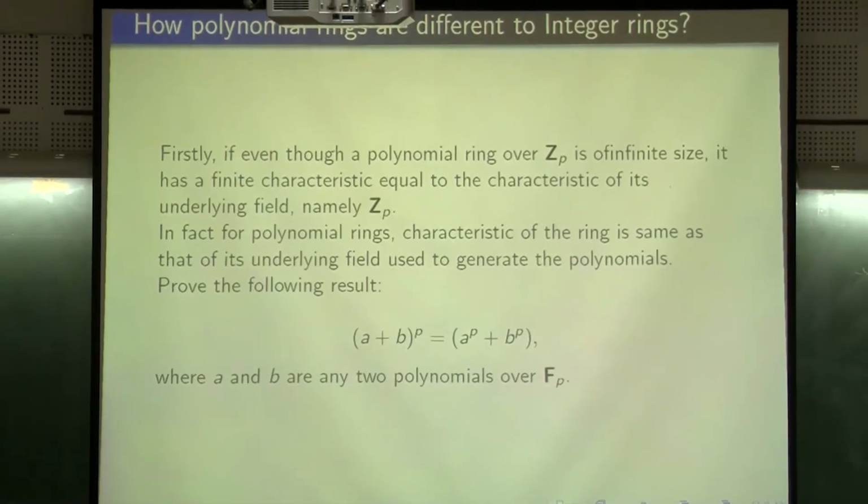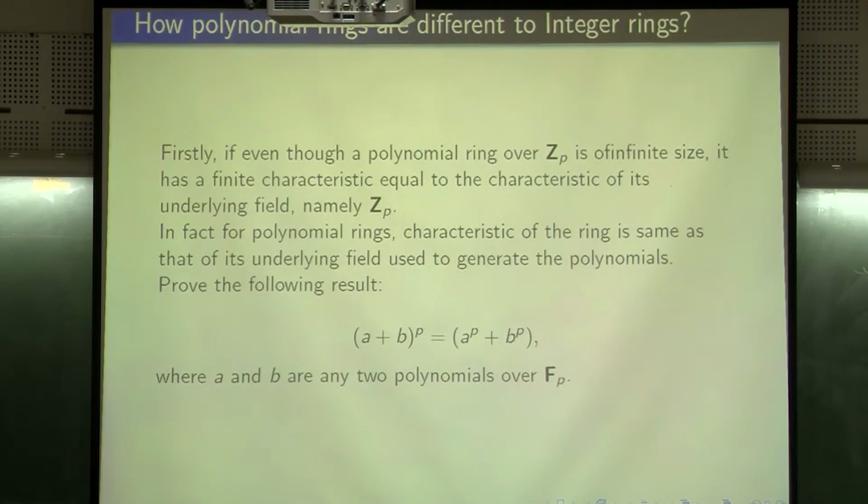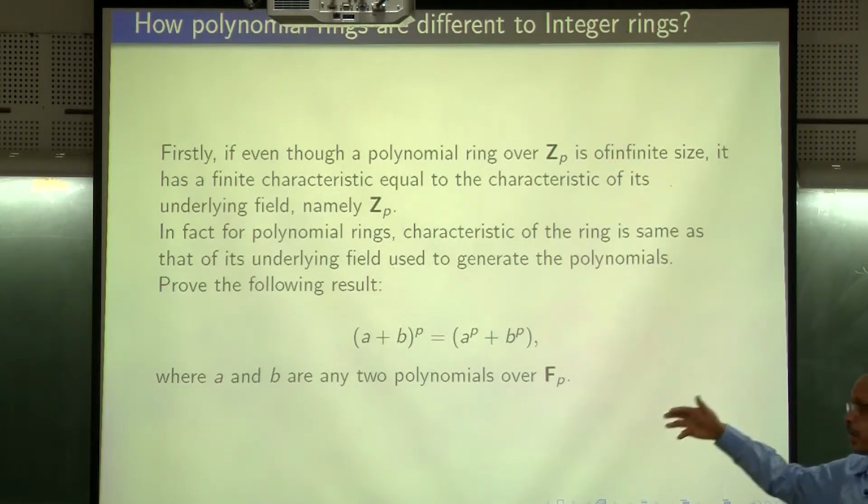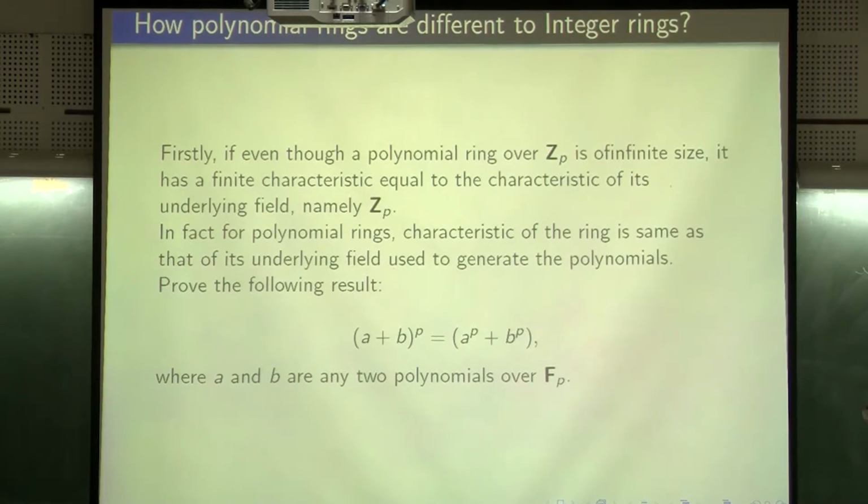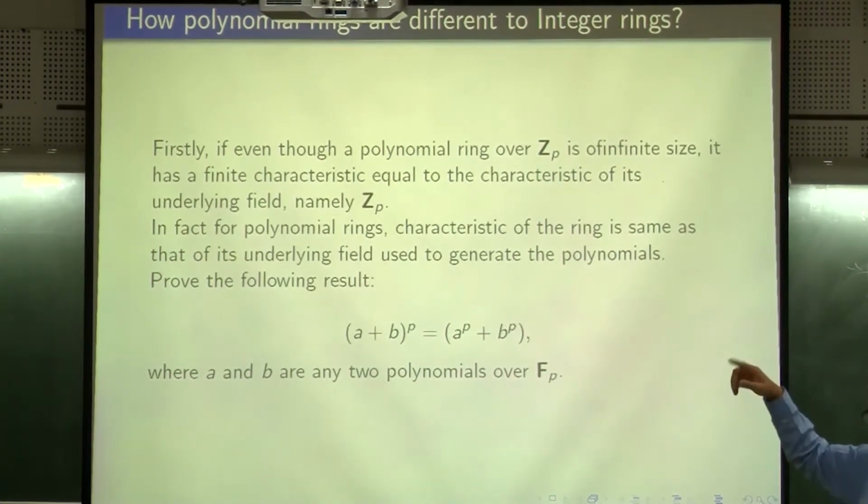We'll probably do some of these proofs before we go. So how are polynomial rings different from integer rings? Firstly, even though the polynomial ring over Z_p is of infinite size, what you need to recognize is that it has a finite characteristic. I have a polynomial which can be of a very big degree, so the size is infinite, but look at the characteristic. Take any polynomial, say 3x square plus 4, modulo 5.